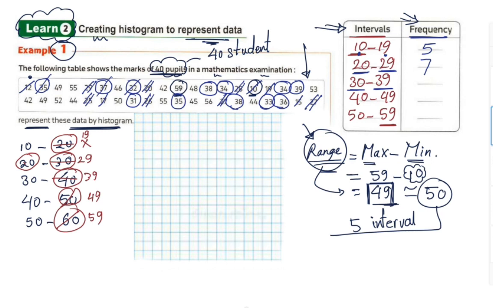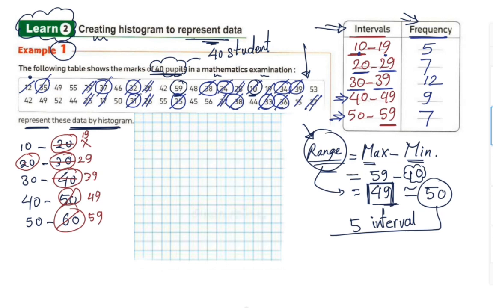This is the maximum one. We have 3, 4, 5, 6, 7, 8, 9, 10, 11, 12. Now the frequency of this interval is 12, and do the same thing to the other interval. You will find that this interval frequency is 9 and this one frequency is 7.